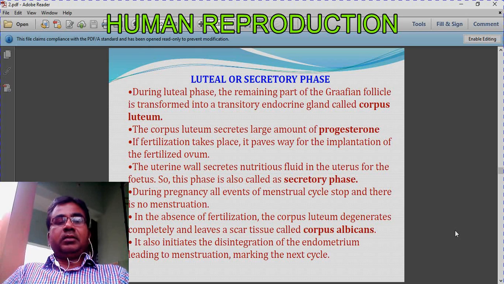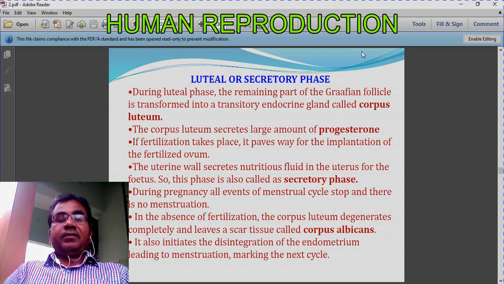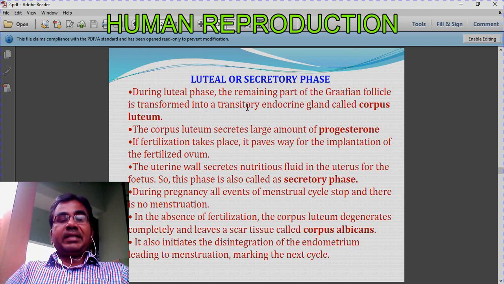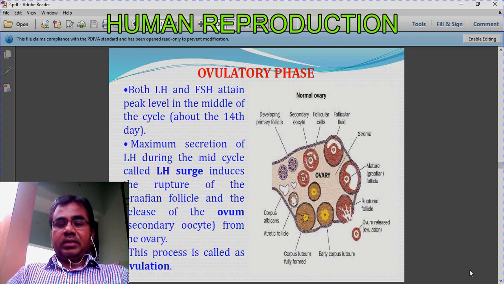So during this phase, the remaining part of the Graafian follicle is transformed into the transitory endocrine gland called corpus luteum. Okay, which is corpus luteum? The Graafian follicle, once ovulation is over. Okay, now look at this diagram.